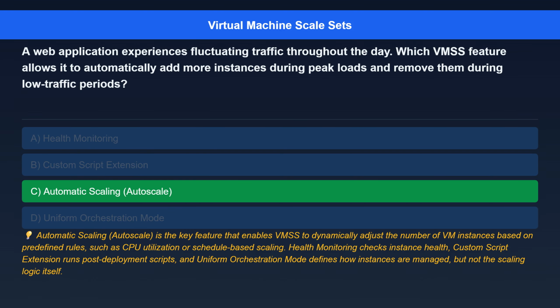Here's the explanation. Automatic scaling, autoscale, is the key feature that enables VMSS to dynamically adjust the number of VM instances based on predefined rules, such as CPU utilization or schedule-based scaling. Health monitoring checks instance health, custom script extension runs post-deployment scripts, and uniform orchestration mode defines how instances are managed, but not the scaling logic itself.